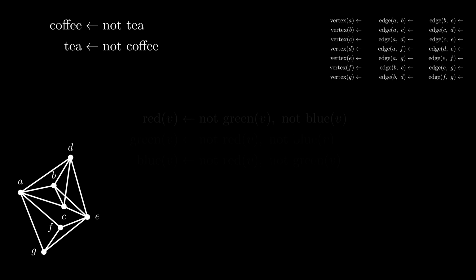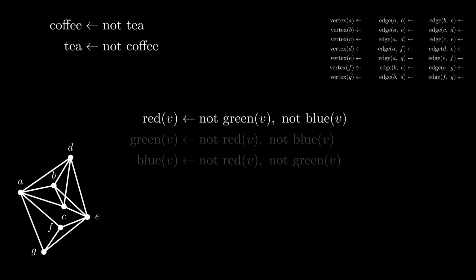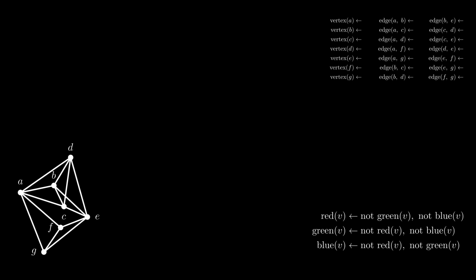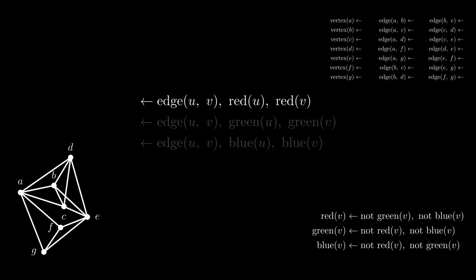Take a vertex phi and say that if it isn't green nor blue, then it must be red. Same with the other cases. And there it is. This vertex phi has to be either red, green, or blue. Finally, we need to guarantee that adjacent vertices have different colors. So take any two vertices u and v, and let's say that if there is an edge connecting those and they have the same color, here red, then this is a contradiction.